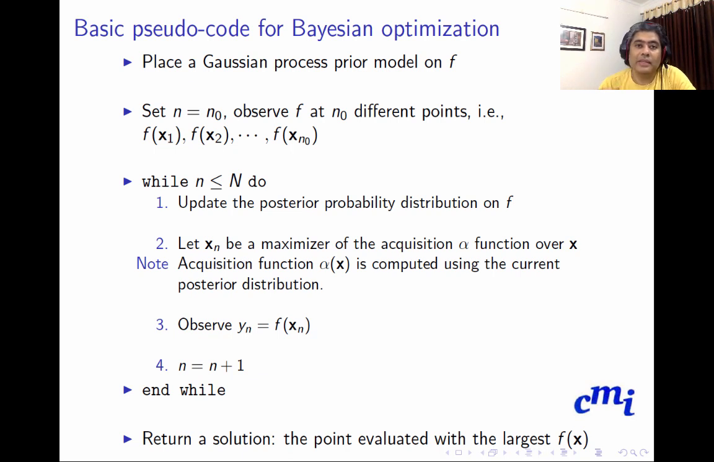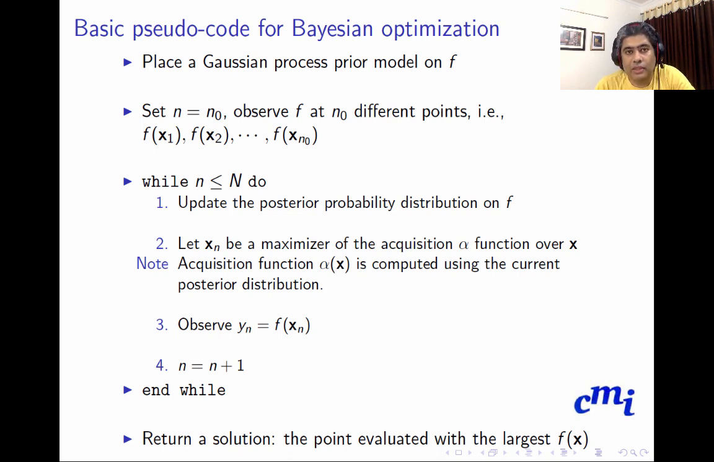So Bayesian optimization is a sequential design optimization method, and you budget it for capital N, say maybe 50 or 100 iterations, and at 50 iterations you stop and return the solution, the point evaluated with the largest f of x. So this is what a typical pseudocode of Bayesian optimization looks like, and we will talk about how the acquisition function looks and what people actually use.